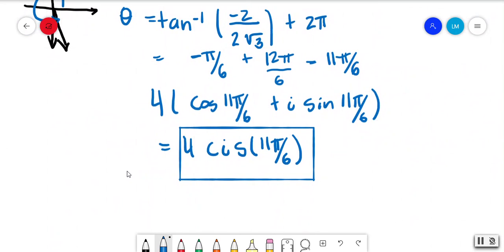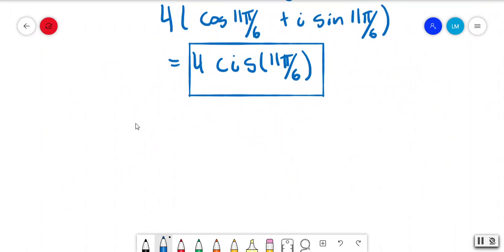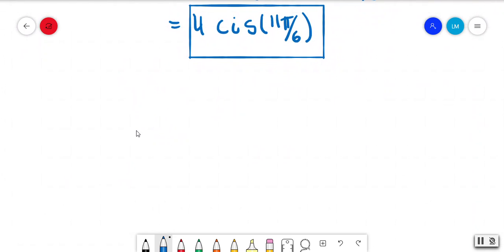But what I want to do is leave you with a different format for looking at the complex number, something that we call Euler's formula.